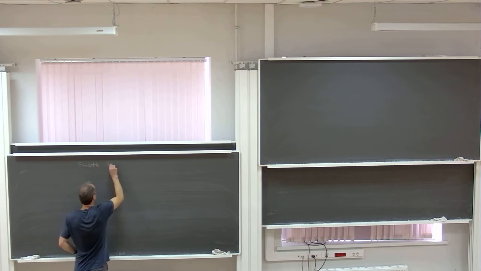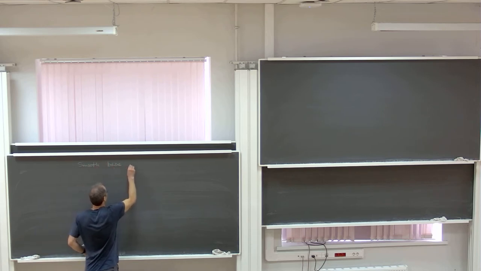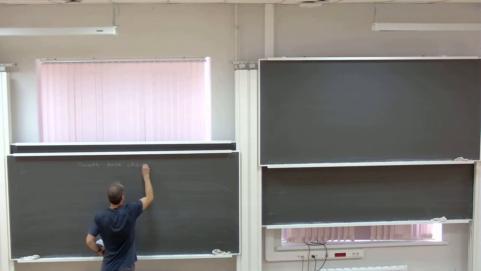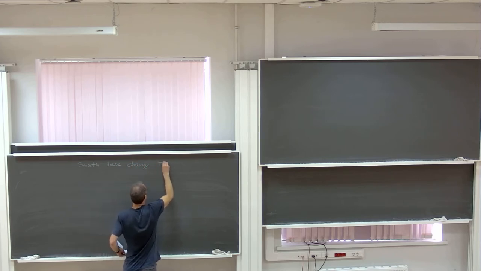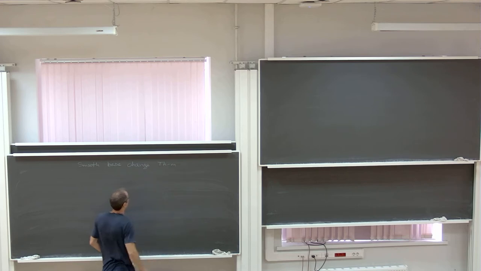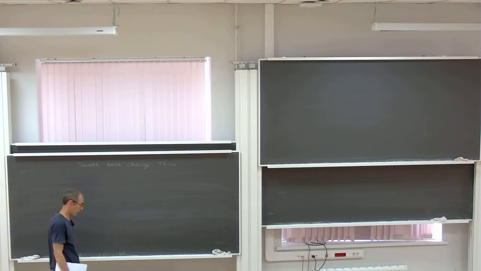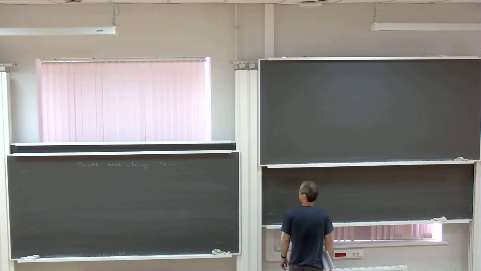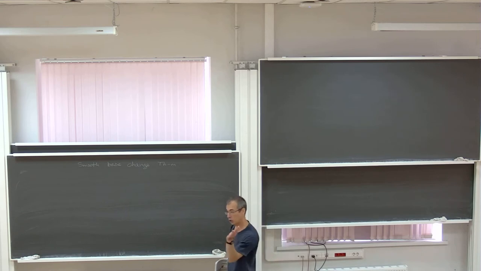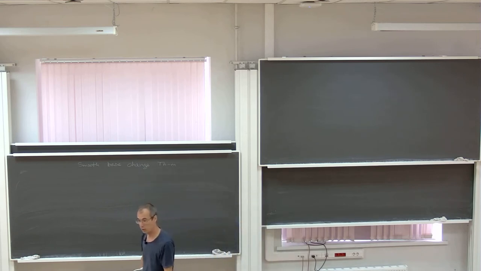Smooth base change theorem. So, roughly speaking, this is a statement about how homology with constant coefficients vary in family. So if you have a smooth, proper morphism of algebraic varieties, we want to know how homology of the fibers depend on the point on the base.